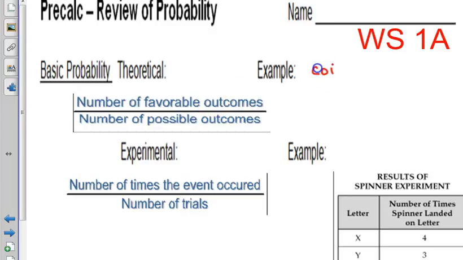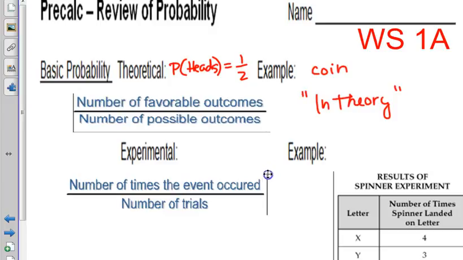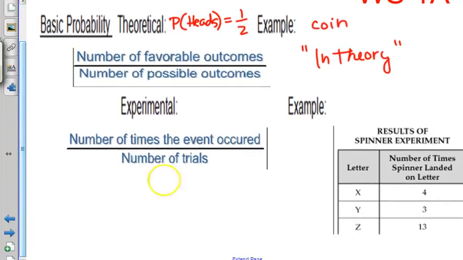So if we were talking a coin, the probability of heads would be 1/2. Okay, this is just in theory what should happen if all is fair. Experimental probability means an experiment has been done. You have to be given data.